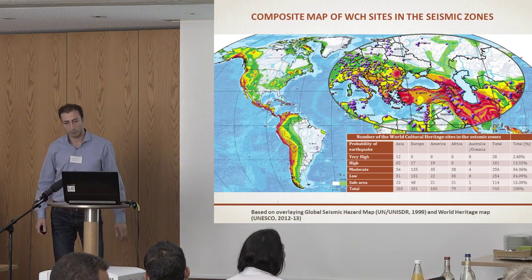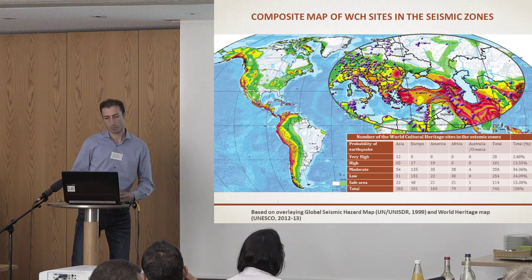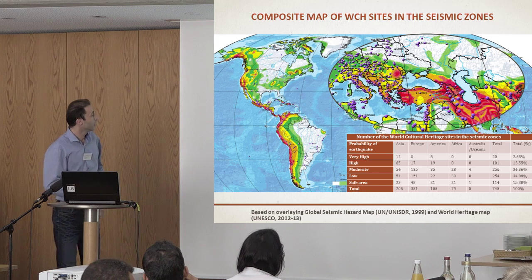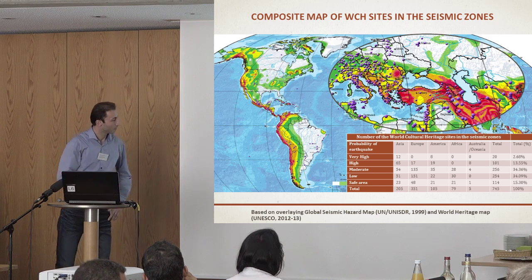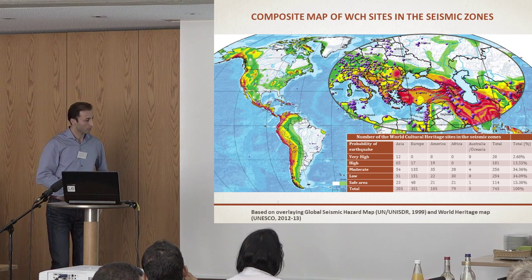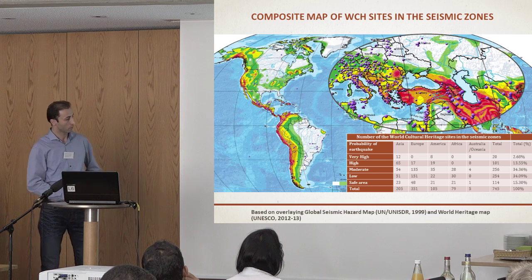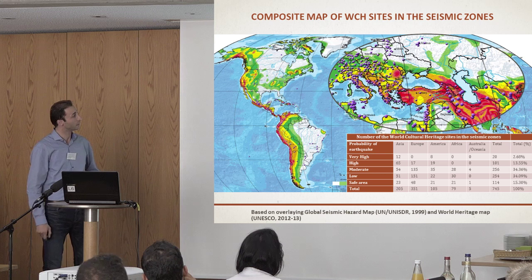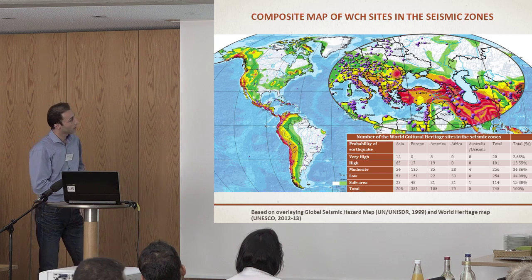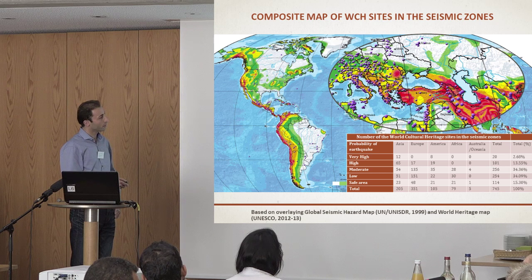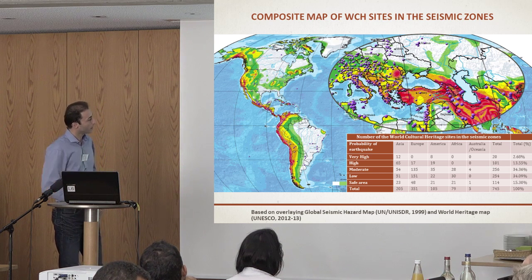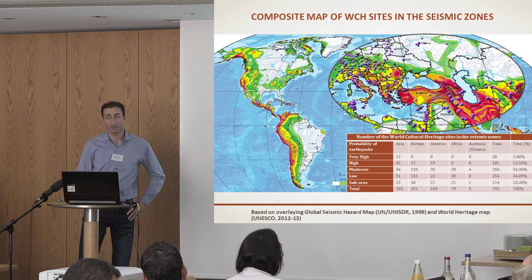First of all, maybe I can start with a composite map I just generated based on the Global Seismic Hazard Map, UNISDR, and World Heritage Map 2013. You can see here how many cultural World Heritage sites are located in the areas with high, very high, and medium probability of earthquake.